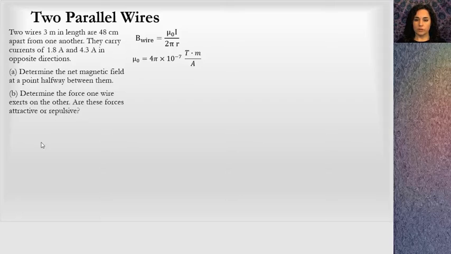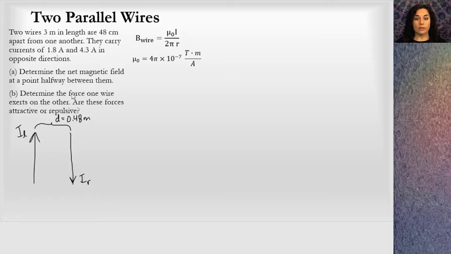So let me draw that over here. I'm going to have, let's call this I left. And then obviously this one will be in the opposite direction. I'll call it I right. Okay. So we have the values and they're going in opposite directions, and I can make a note here that the distance between them is 48 centimeters, so 0.48 meters.